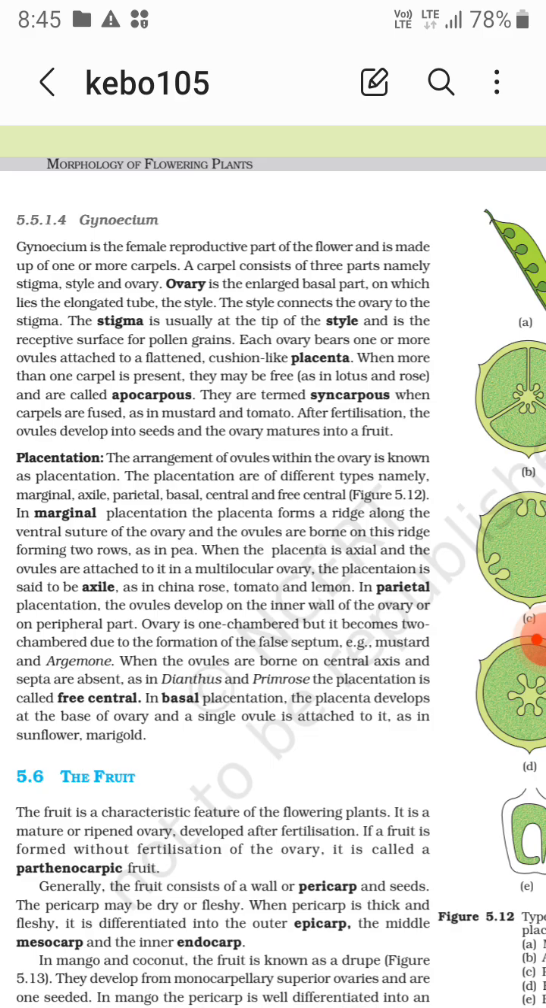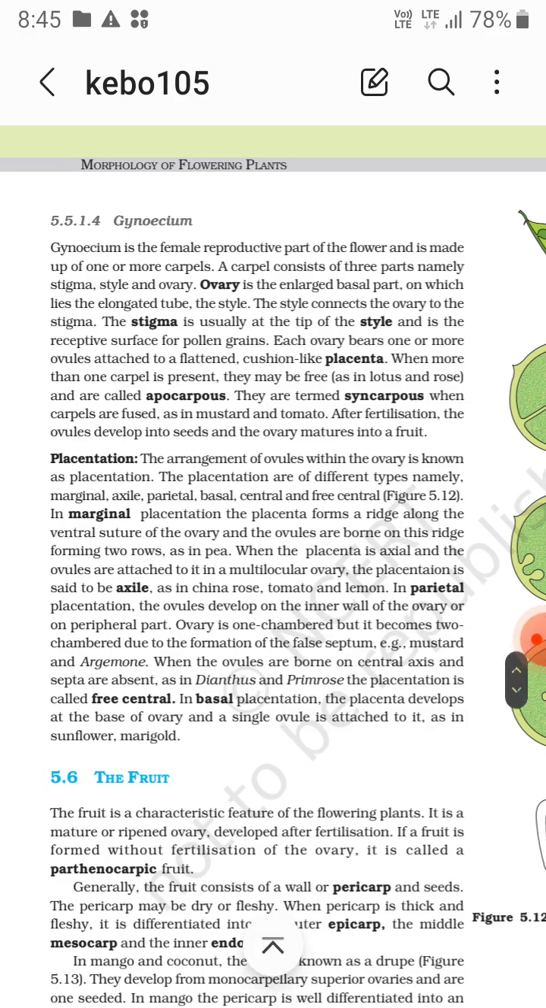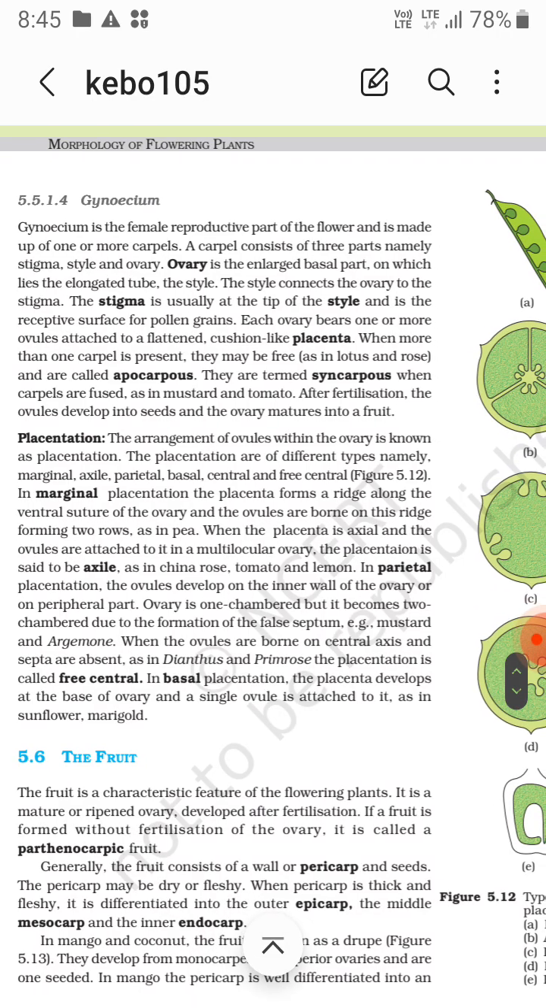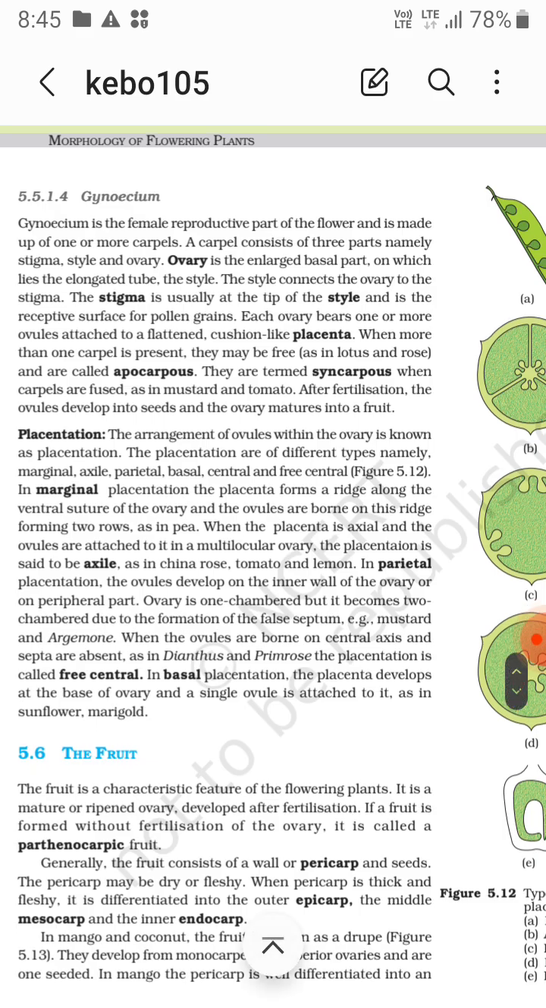Each ovary bears one or more ovules attached to the flattened cushion-like placenta. Placenta is a cushion. Now, ovules inside the ovary are attached to the placenta. When more than one carpel is present, they may be free, as in lotus and rose, and are called apocarpous. They are termed syncarpous when carpels are fused, as in mustard and tomato.